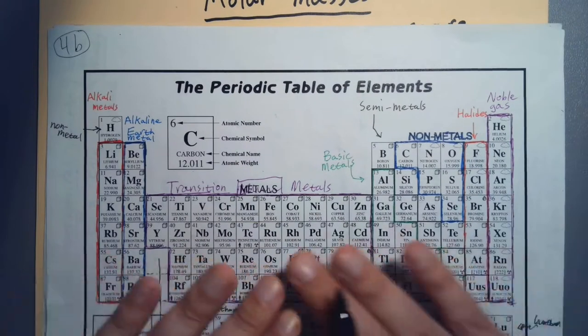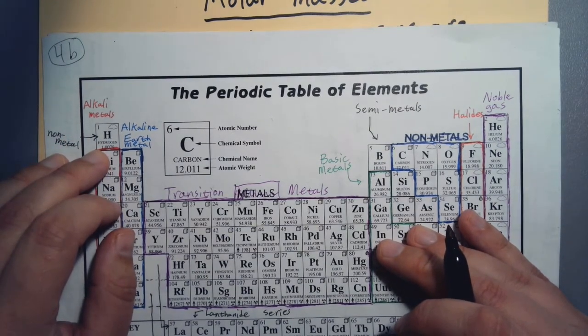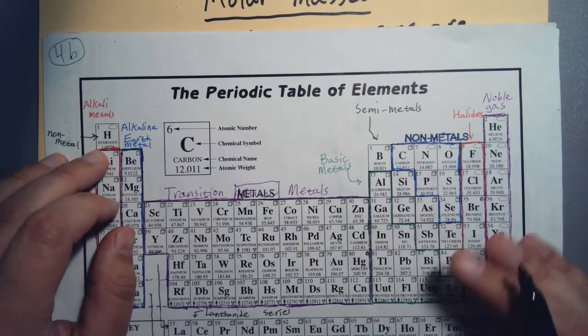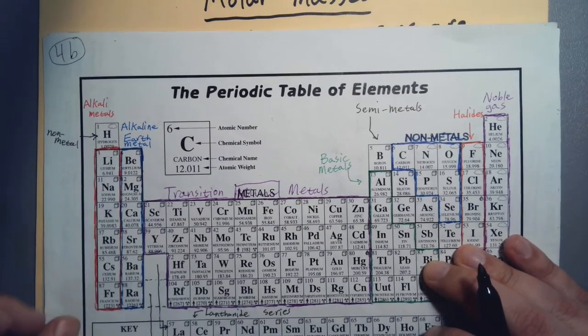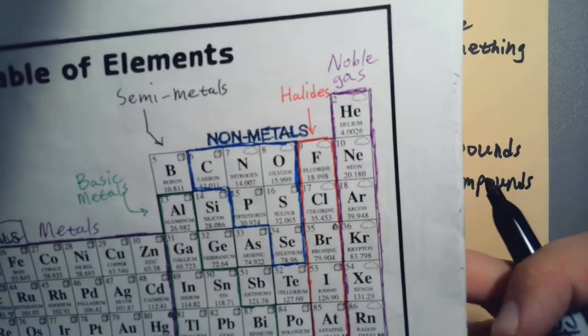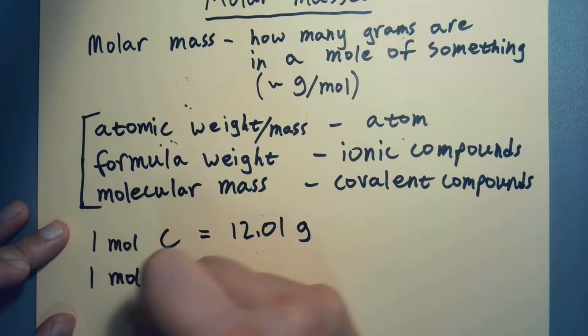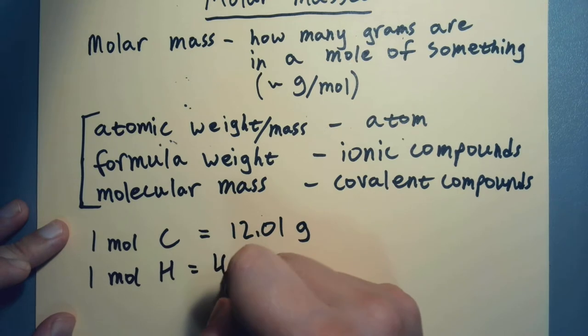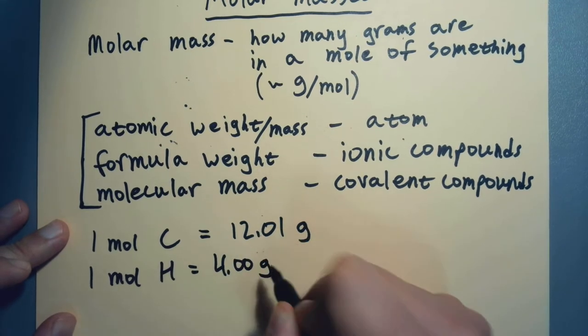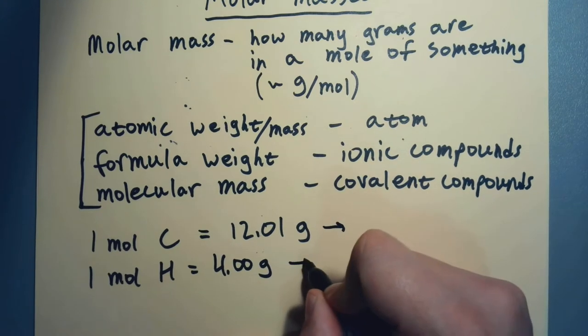So all we have to do is just a new trick with the periodic table. If you look at hydrogen, there's a 1.01 here. That means it's 1.01 grams per mole. Or, helium. We look at helium there. That's 4.00. So 1 mole of helium equals 4.00 grams.